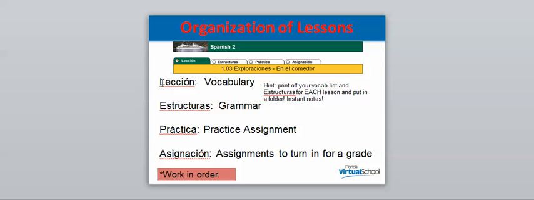And a little hint is that if you print off the vocab and the grammar section, the lección y estructuras, it's your already done notes. You don't need to write any notes. And those two are very important to do anything in that lesson. So all you will need to be successful is the lección and the grammar for each lesson.